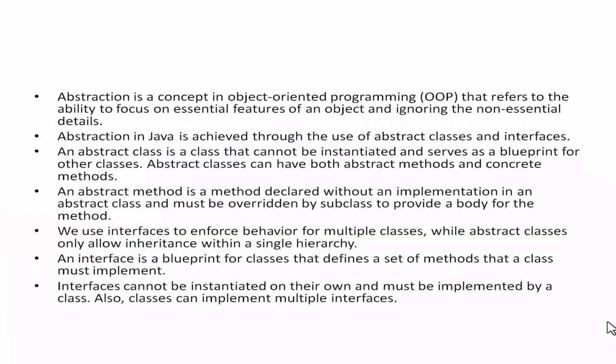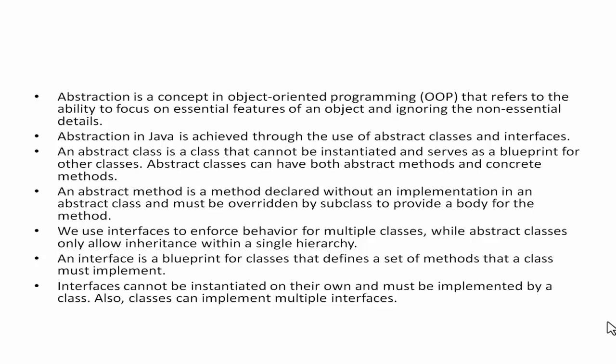Abstraction is a concept in object-oriented programming that refers to the ability to focus on the essential features of an object and ignore the non-essential details. Abstraction in Java is achieved through the use of abstract classes and interfaces. An abstract class is a class that cannot be instantiated and serves as a blueprint for other classes. It can have both abstract methods and concrete methods. An abstract method is a method declared without an implementation in an abstract class and must be overridden by a subclass to provide a body for the method.